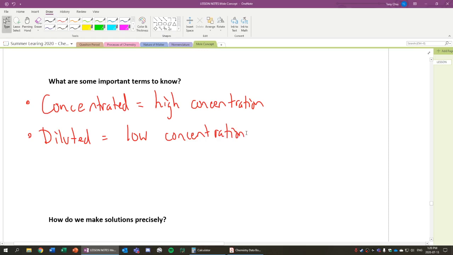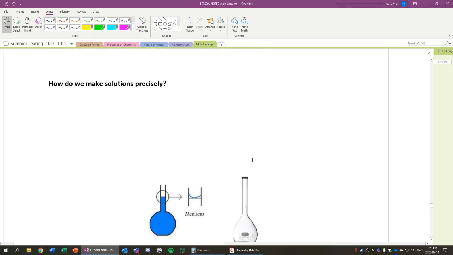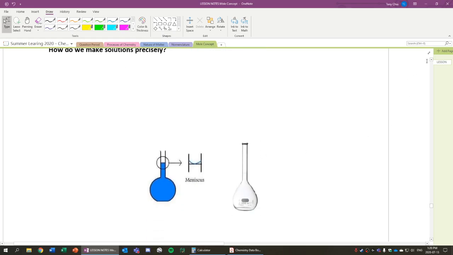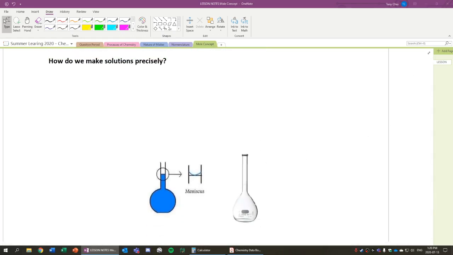Okay. So when something is concentrated, it means it has a high concentration, it means it has high moles per liter. Remember, moles is the number of particles. So if something is concentrated, it has a lot of particles in that amount of volume. If something is diluted, it means low concentration, or a low amount of particles in that volume. All right. Now let's go into how we can make solutions precisely, and then we'll do some calculations involving that.